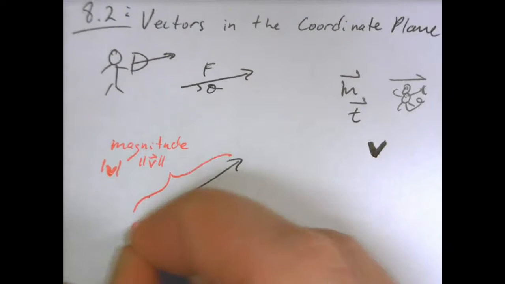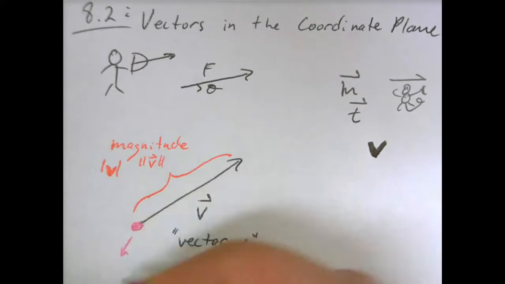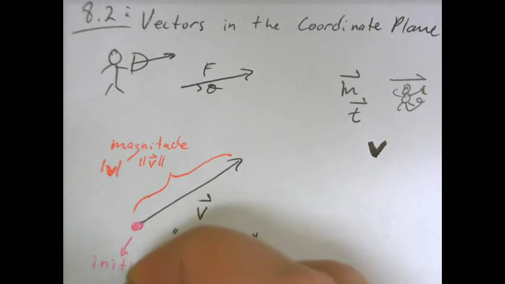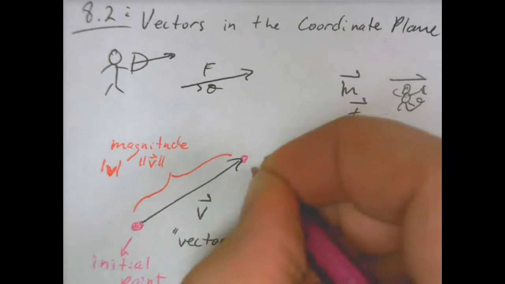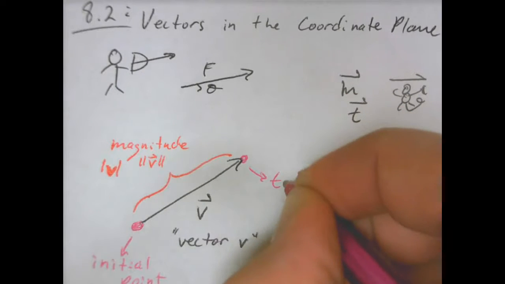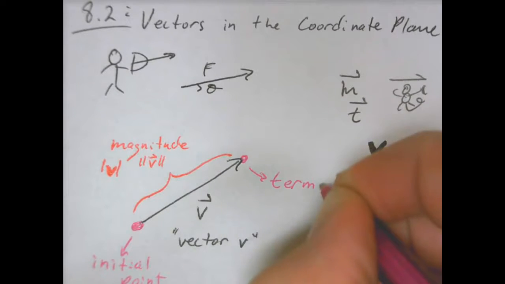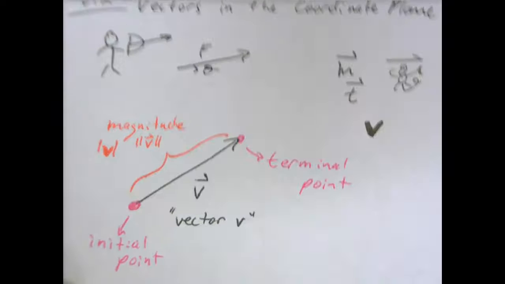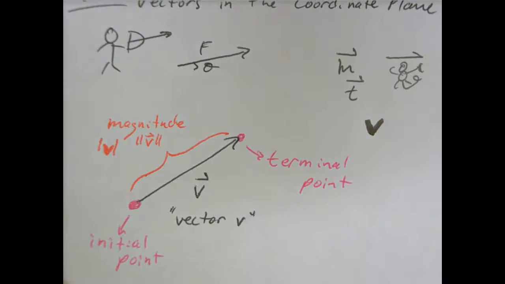And your vector has to start from somewhere, right? The bow and arrow, the arrow has to start from somewhere, so we consider this the initial point. And where it is going to is considered your terminal point. Ta-da! Vectors! Yay! Oh, so pretty.